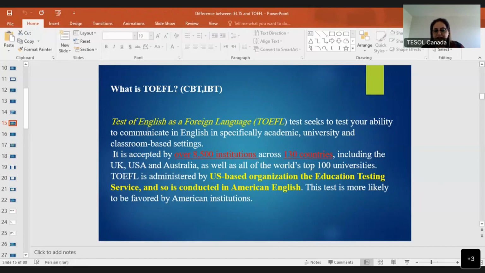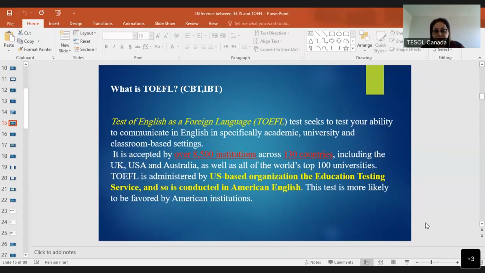TOEFL is the Test of English as a Foreign Language. It tests your ability to communicate in English in a specifically academic, university, and classroom-based setting. I can say 85, even maybe 90% American accent. It's very common in North America.